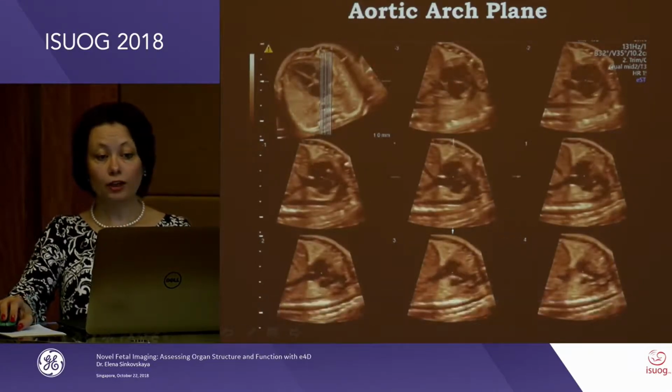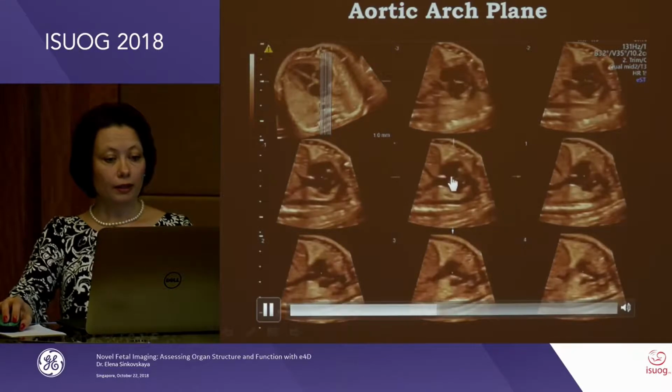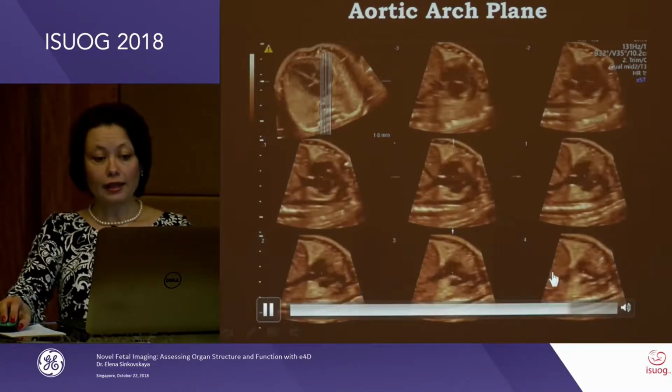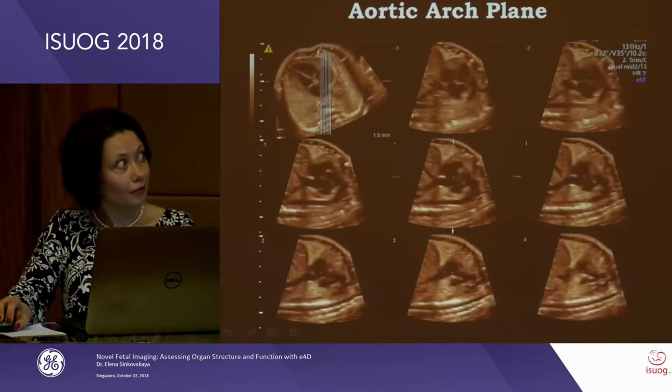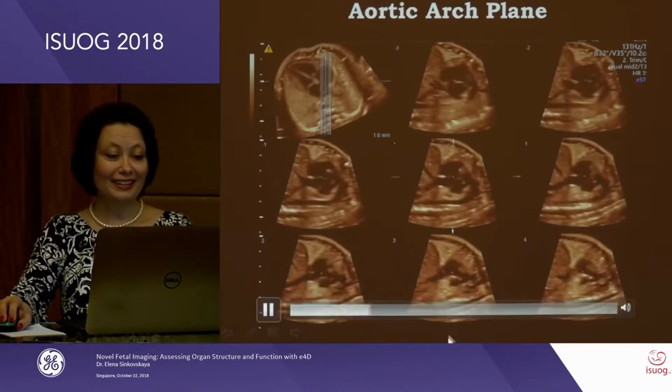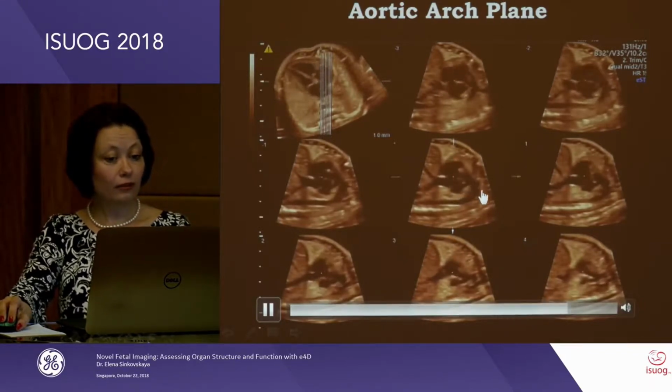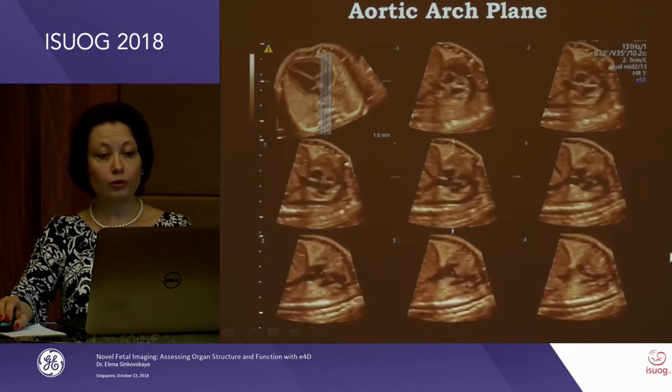And finally, we have the aortic arch plane, and here we have at the middle the aortic arch that looks more like a candy cane, especially if you're familiar with that in this part of the world. And here we can see that we have the aortic valve and the aortic arch looks perfectly normal.